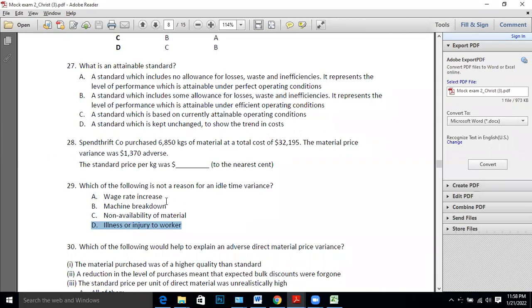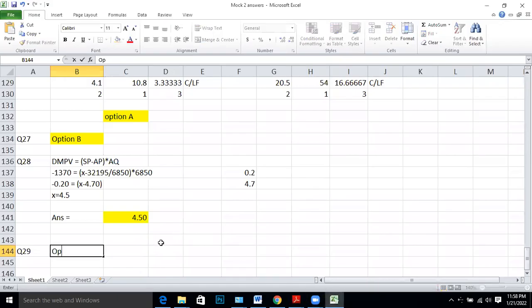Wage rate increase has nothing to do with idle time. Wage rate increase is you are paying for the work they are doing, right? But at a higher rate. So A is not a reason for idle time variance. Option A.